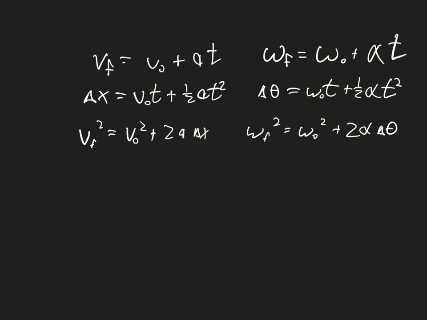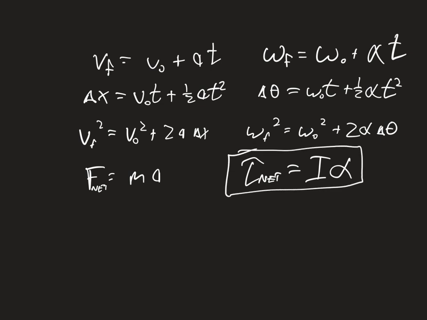We learned Newton's second law. It said F net equals m times a. Well, tau net equals I times alpha. And this one is one we are going to talk about in pretty substantial detail during this lecture.